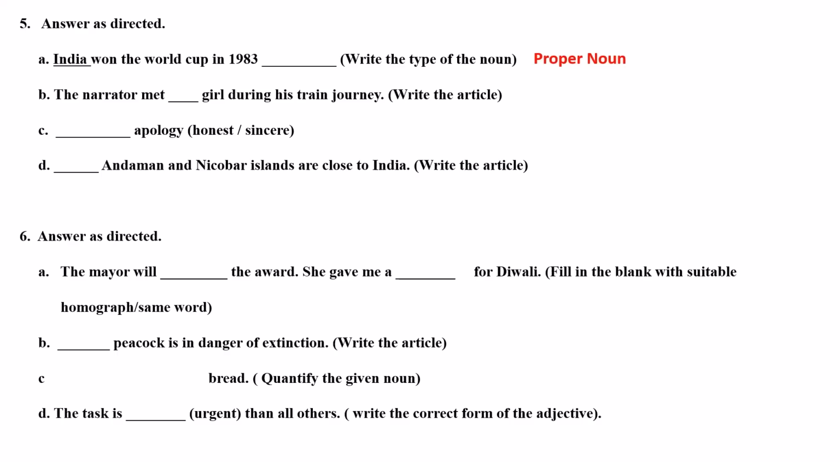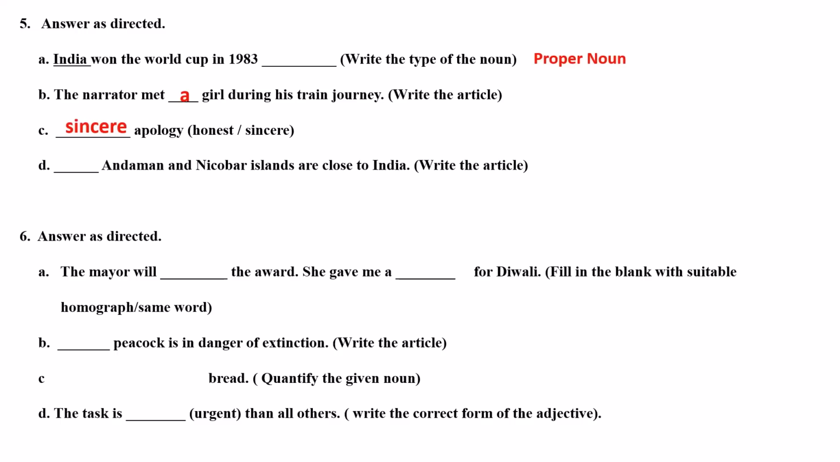The narrator met dash girl during his train journey. Write the article. Again, the answer is a girl. Dash apology, honest or sincere. What is the right collocations? Collocations, all of you have to study, students. So the right answer is sincere apology.